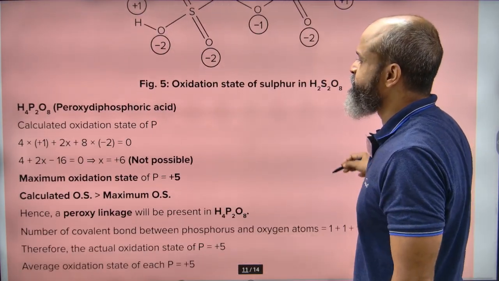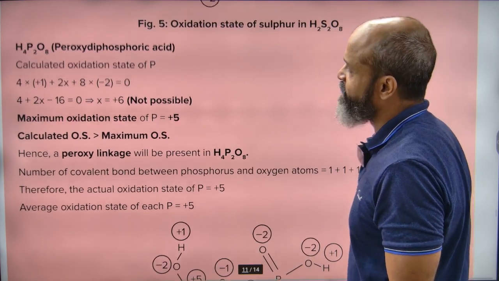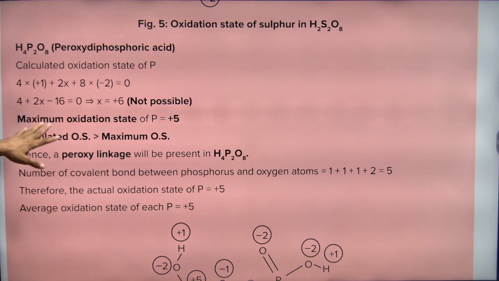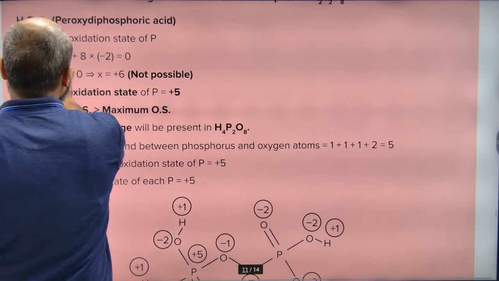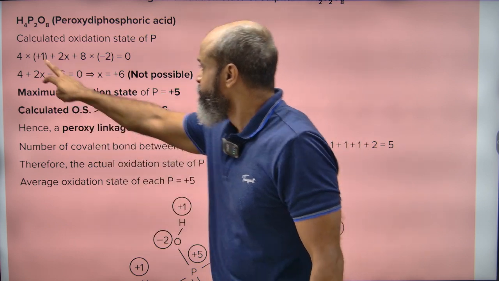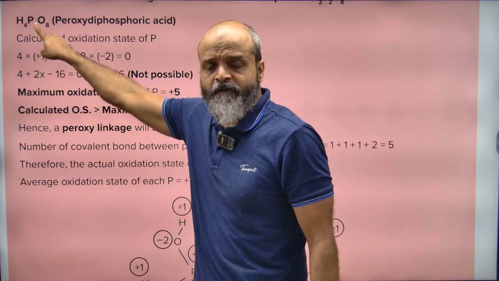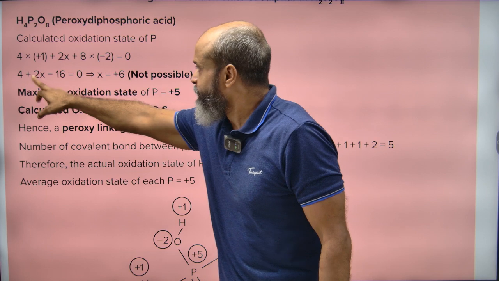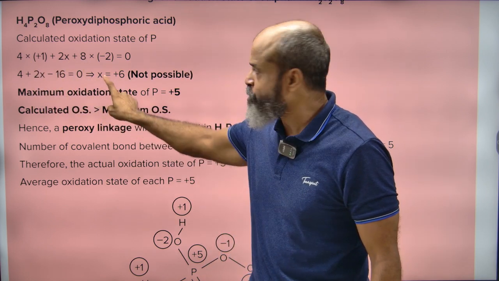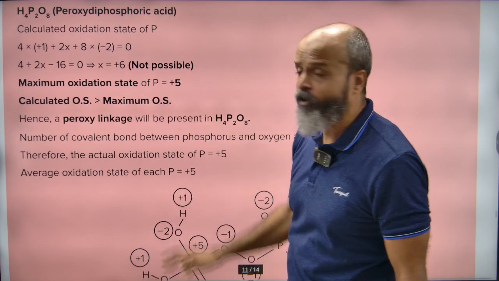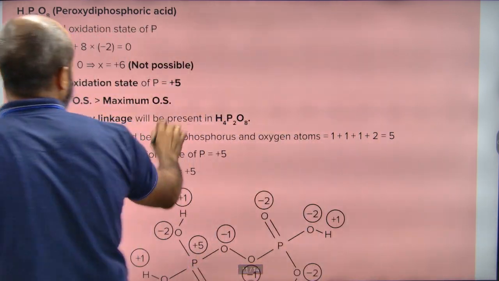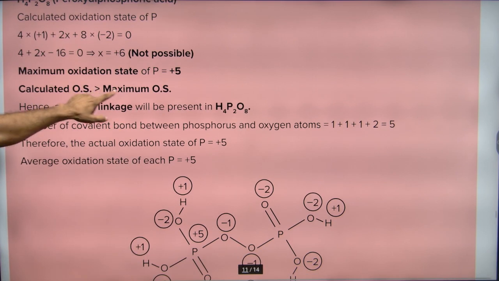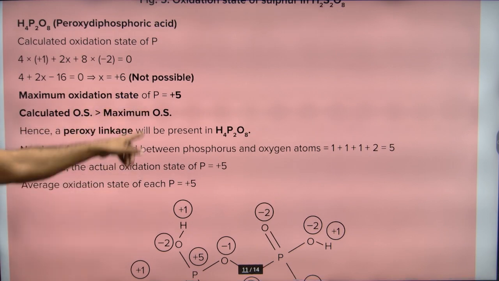Now we have a peroxy diphosphoric acid. So here in phosphorus, let's look at this. Phosphorus, calculated oxidation state of phosphorus will be how much? 4 into +1, 4 into +1 for hydrogen. We have phosphorus 2 into x plus 8 into -2, that is 0. So here 4 plus 2x minus 16 is equal to 0, gives x is equal to +6. Obviously this is not possible. Maximum oxidation state of phosphorus here is how much? +5. Okay, so calculated oxidation state again becomes more than the maximum oxidation state.